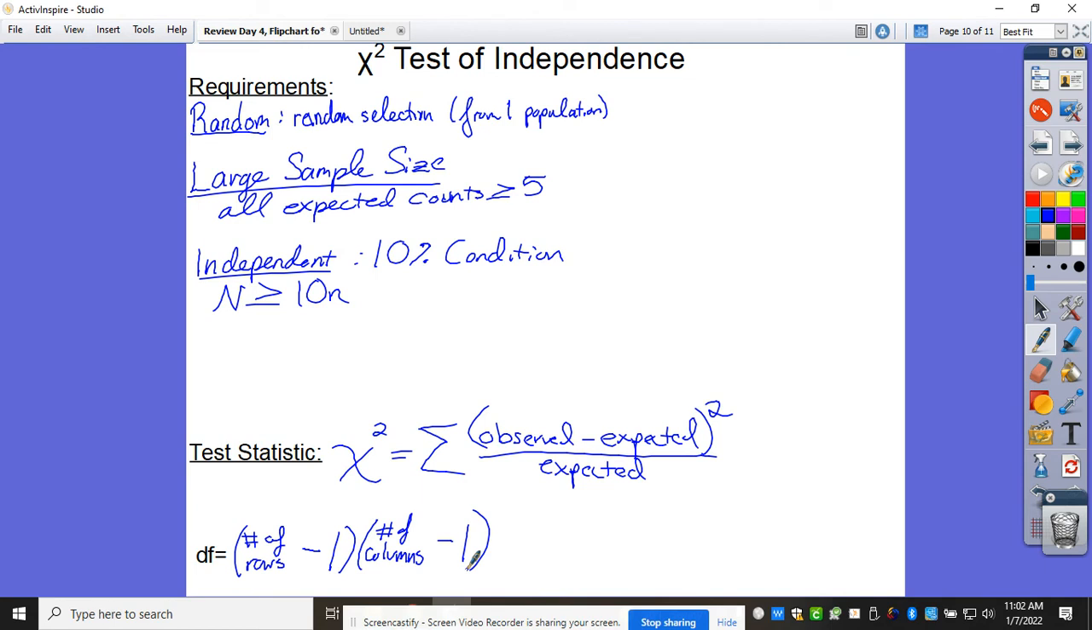So when I am switching to chi-square test of homogeneity, is it still a two-way table? Yes. So is my degrees of freedom going to change? No. Is it still a chi-square? So is this going to change? Is this going to change? Is this going to change? This is the only thing that actually changes.